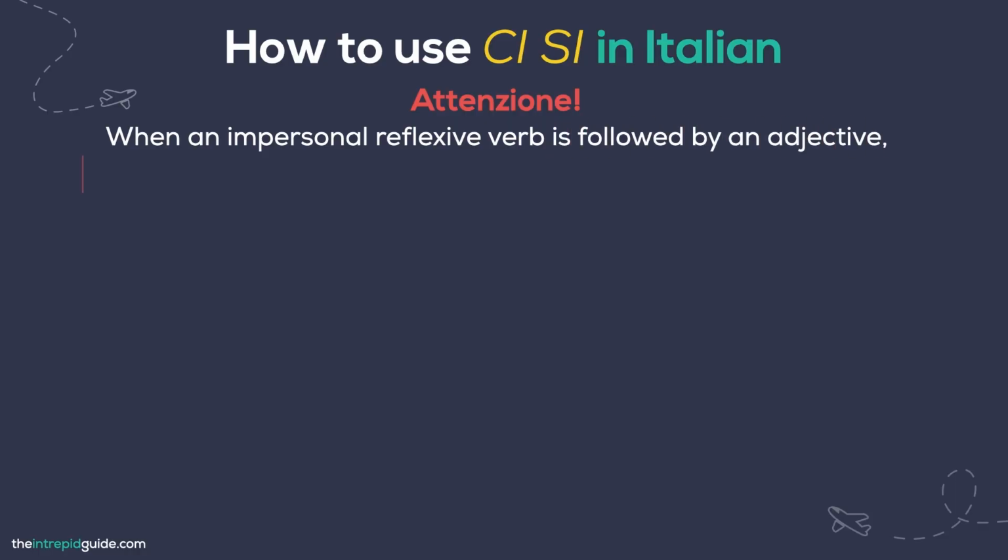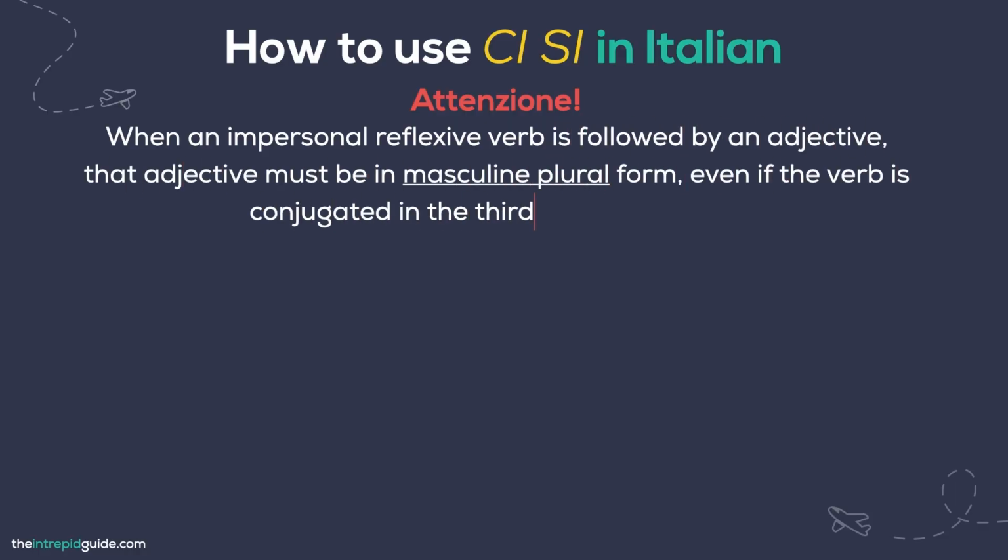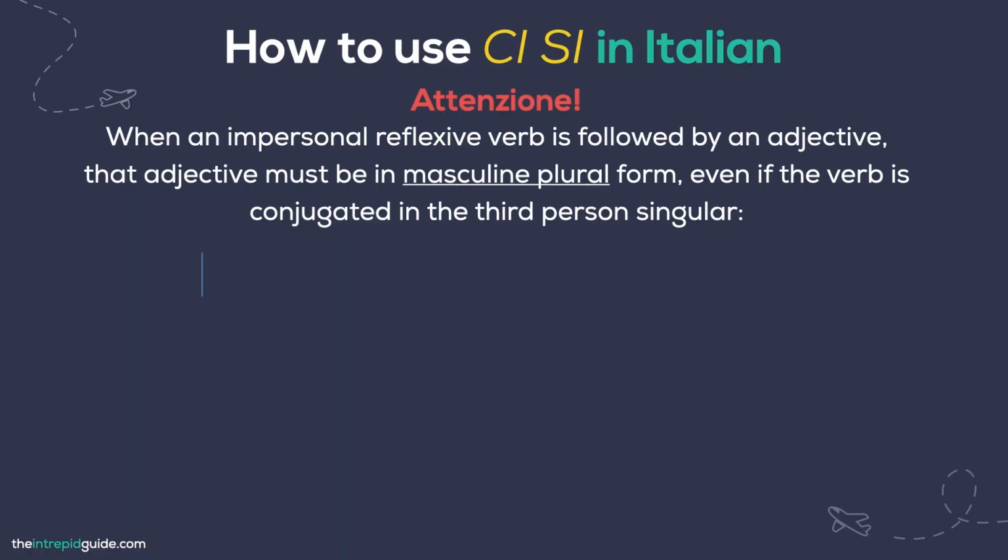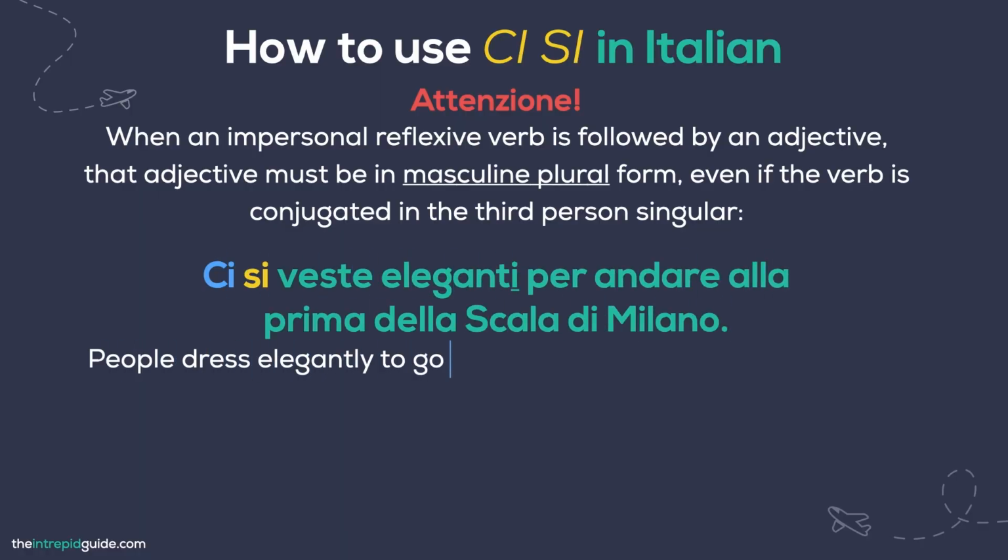Attenzione! When an impersonal reflexive verb is followed by an adjective, that adjective must be in the masculine plural form, even if the verb is conjugated in the third person singular. Take a look. Ci si veste eleganti per andare alla prima della Scala di Milano. People dress elegantly to go to the premiere at La Scala in Milan.